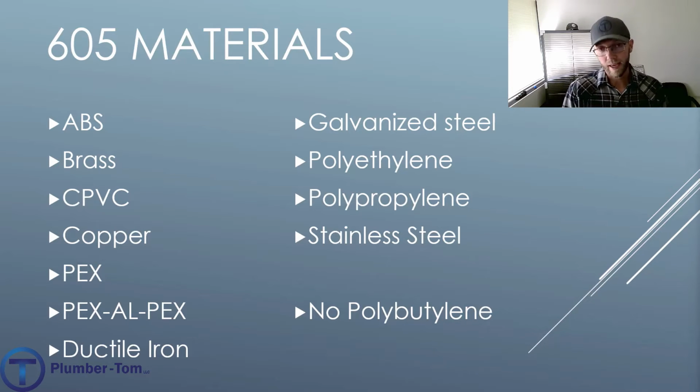Here's a list of the pipes that are in that section. ABS pipe can actually be used for water pipe if it's a solid wall and meets certain standards. Brass, common for water pipe. CPVC, copper. PEX, PEX aluminum PEX. Ductile iron, galvanized steel. Polyethylene, polypropylene, and stainless steel. One that you will notice not on the list is polybutylene.